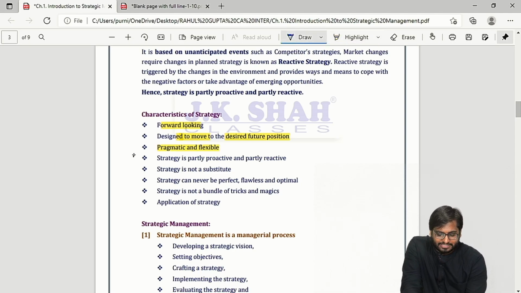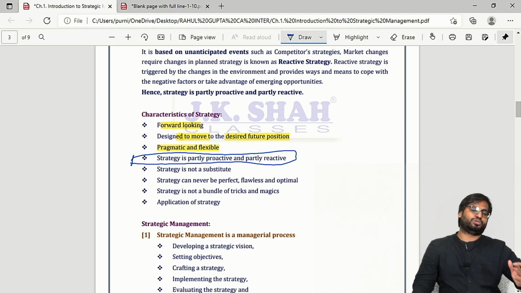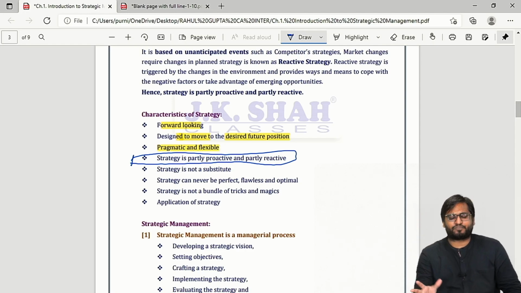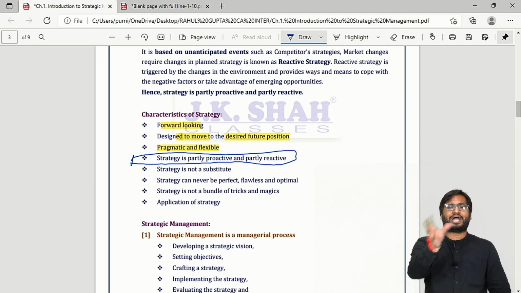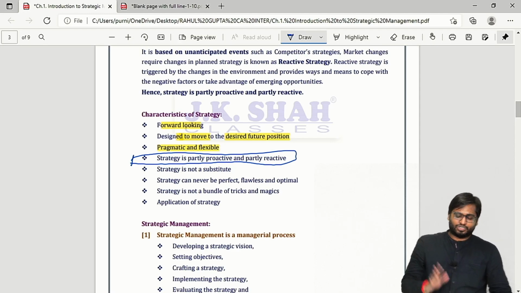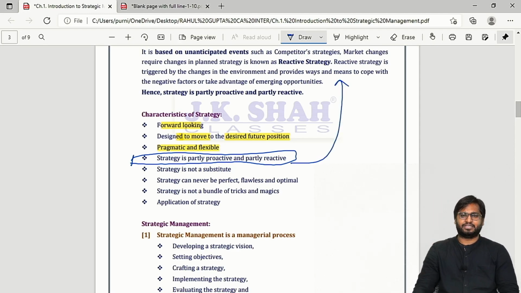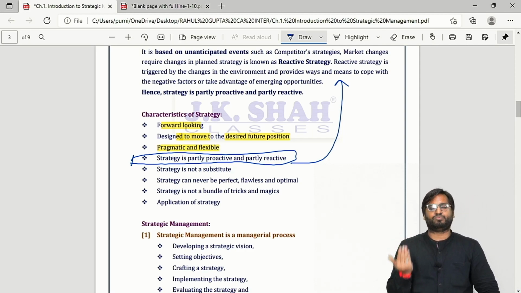Guys, we will discuss this at a greater length separately because it is a separate question altogether. Your strategy should be a blend of, should be a mixture of proactive and reactive. So we have a question. I purposely left it. We will discuss this in a while. So strategy should be a combination of two things, proactive and reactive. What do you mean by proactive? What do you mean by reactive?